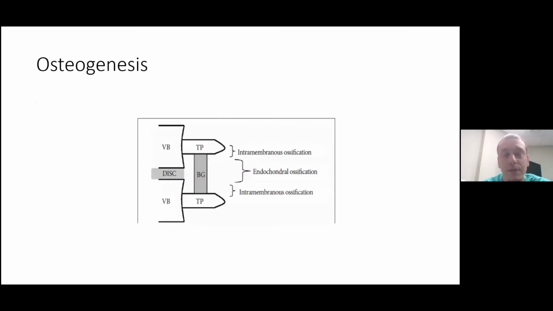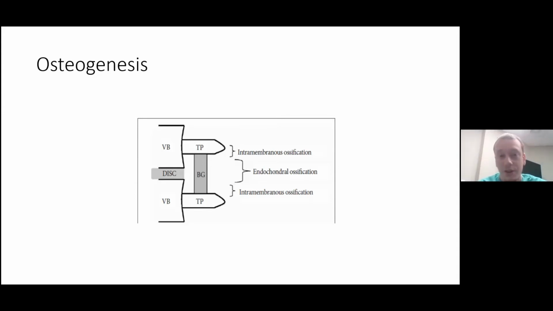Now let's talk very briefly about osteogenesis. There's two types of bone-forming osteogenesis. One of them is intramembranous ossification, which mainly uses the differentiation of mesenchymal cells directly into osteoblasts. And then we have endochondral ossification, which forms bone using a cartilage intermediate. To some extent, both modes of osteogenesis are responsible for the fusion mass that we see after spinal instrumentation.